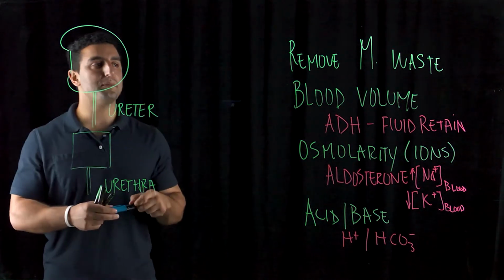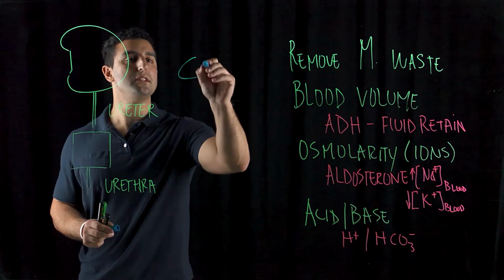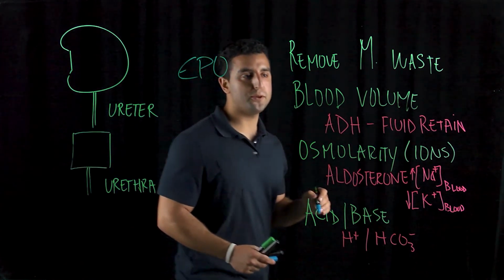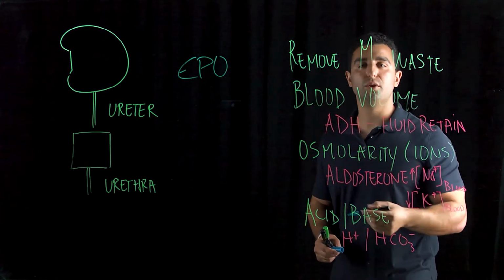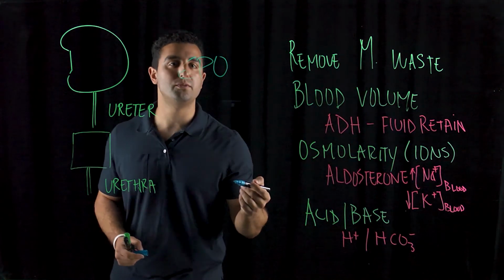And then finally, the kidneys play a big role in the production of hormones. Two hormones that you've seen before: EPO, erythropoietin. So what is the function of erythropoietin? Increase the production of red blood cells through the process of erythropoiesis. So this hormone is required for red blood cell formation.